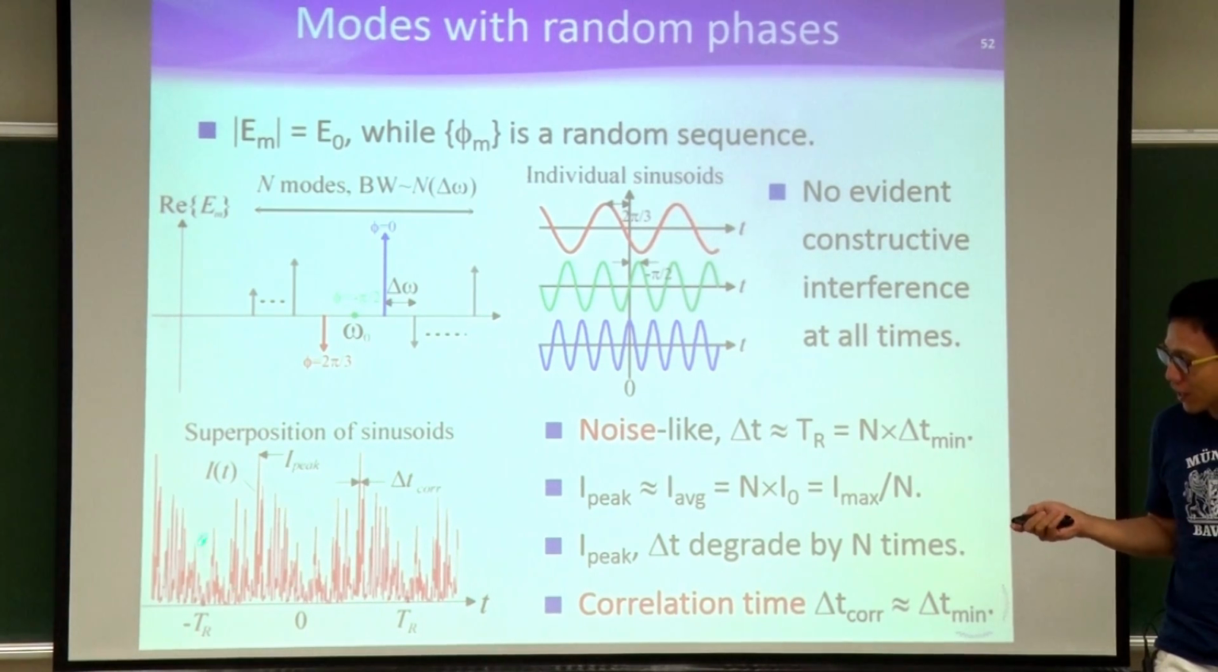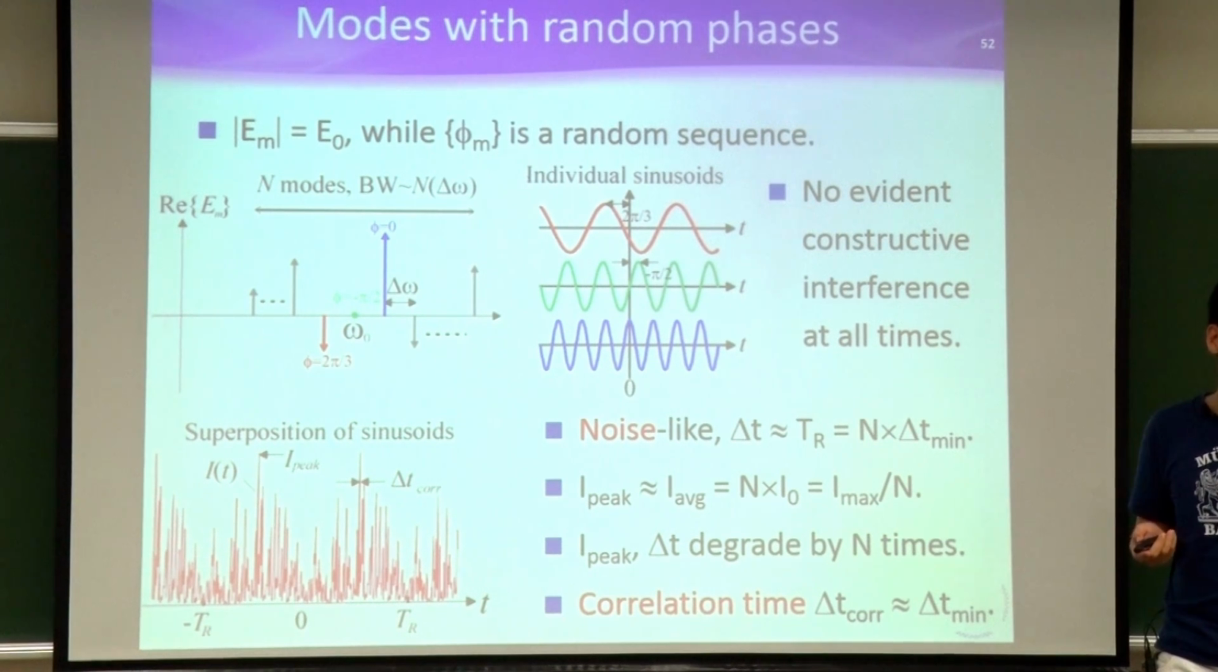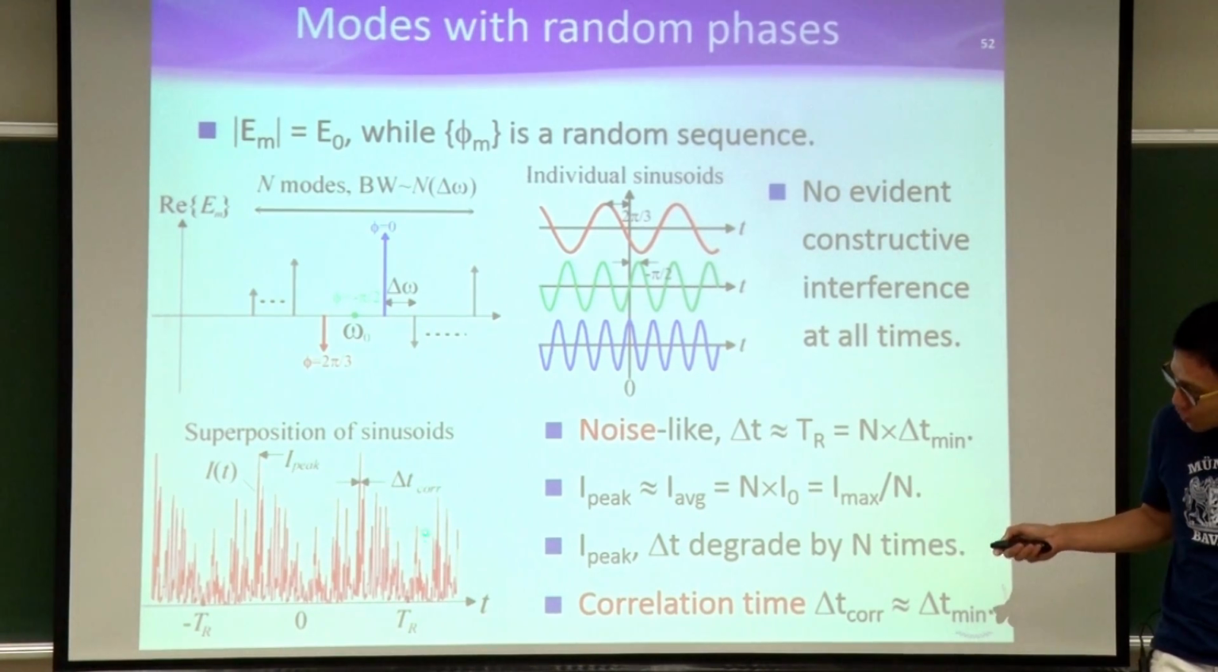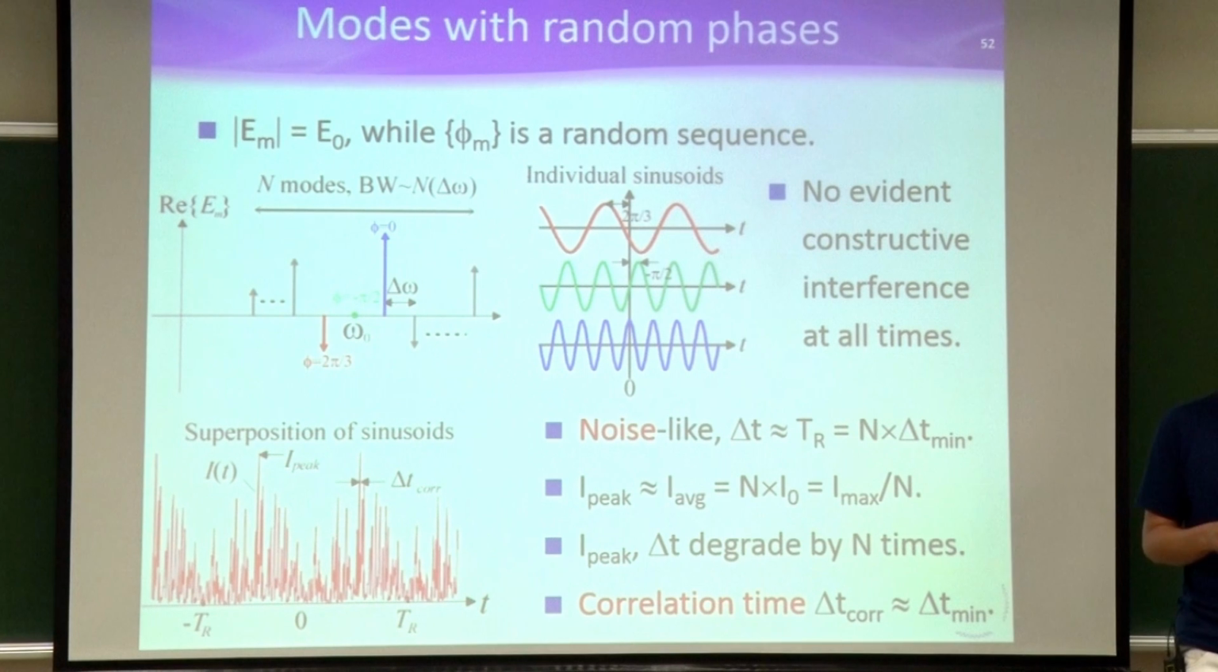And this is the case of sunlight, right? Sunlight is white light. It means a lot of frequencies simultaneously exist, but you have no short pulse. If you measure the sunlight, you should get something like this, a noise-like waveform.